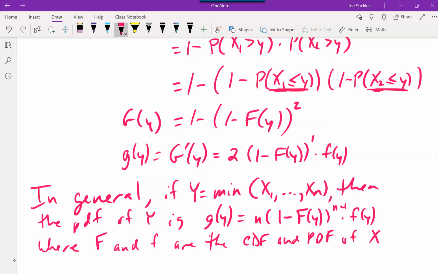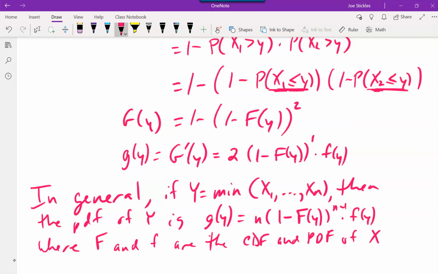Yeah, Grace. What's the difference between g of y and f? What's the difference between them? You mean this function and that function? The little one and this one? Little g is this entire function. Little f is just the PDF for X. Plug in y. You're going to plug in y for the x.